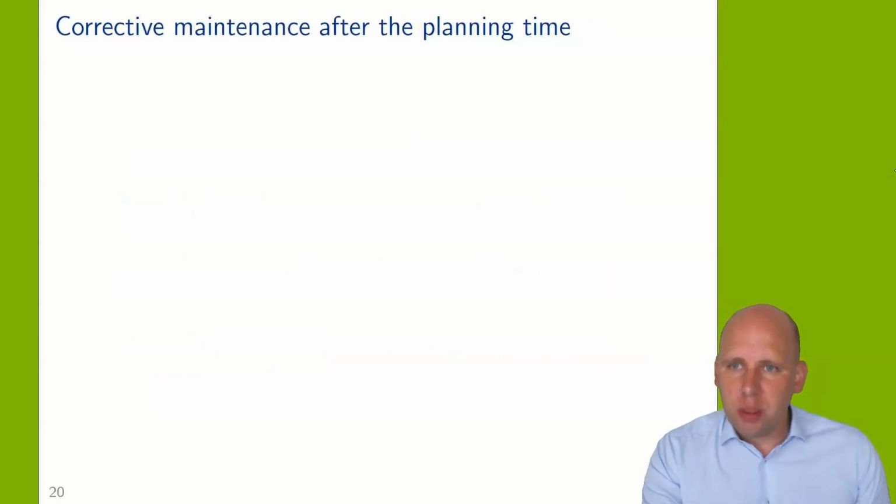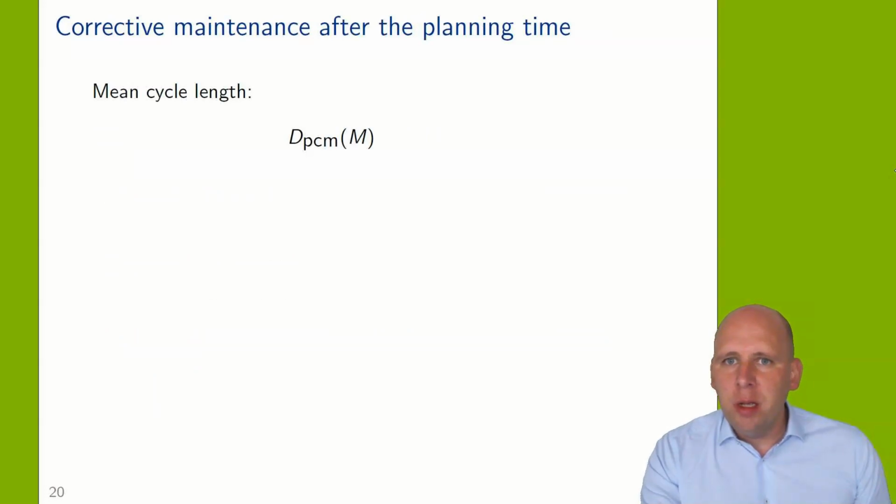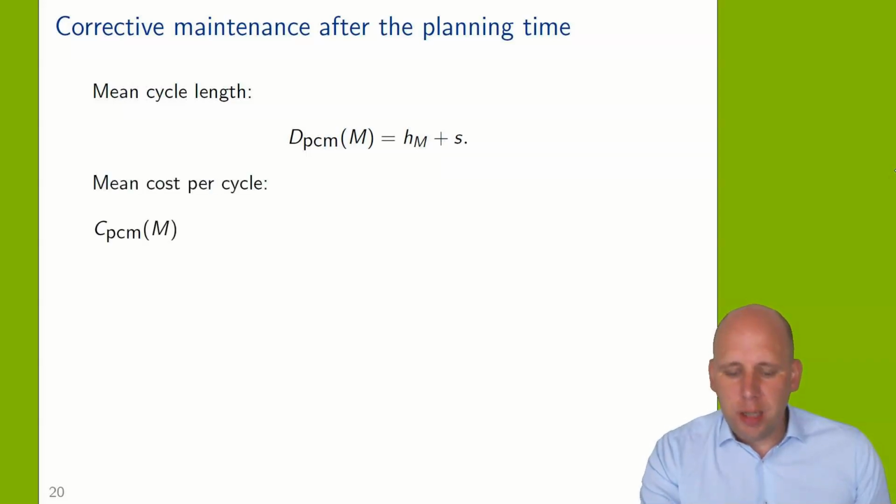So let's start with the policy with corrective maintenance at the end of the planning time. The mean cycle length is easiest. It's just the expected time until maintenance plus the planning time. So that's this. Then the mean cost per cycle.